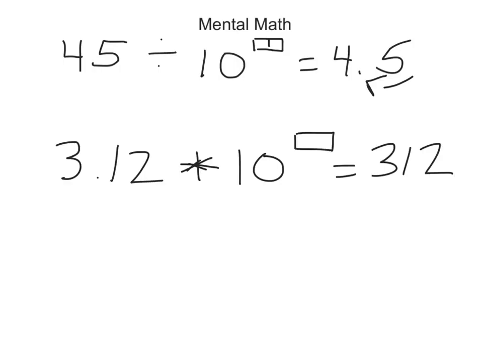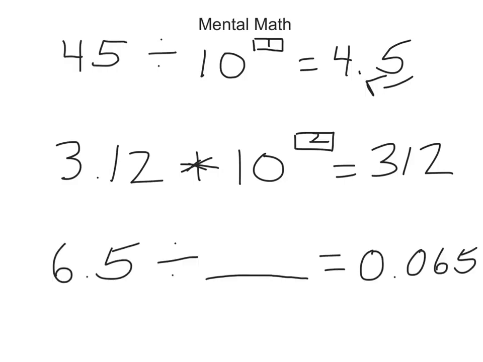Here's our second problem. Notice this is a multiplication problem, so hopefully you're saying to yourself, okay, if division went to the left, multiplication is going to go to the right when I'm multiplying by powers of 10. So I start at 3.12 and I've got to go over that way. What's the power there that's going to make that decimal move 2 spots? Oh, 2 spots. Oh, so it's to the power of 2. Excellent. Very, very good.